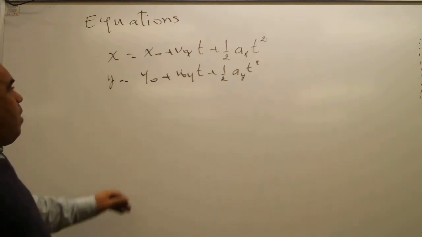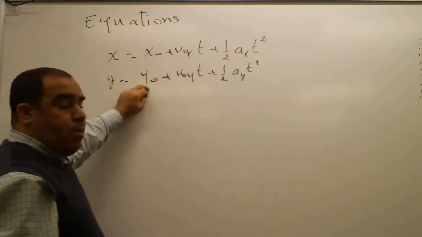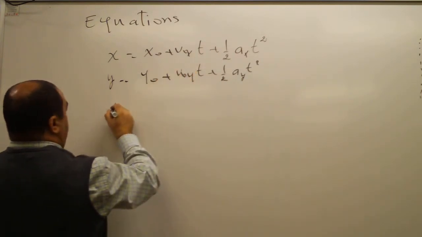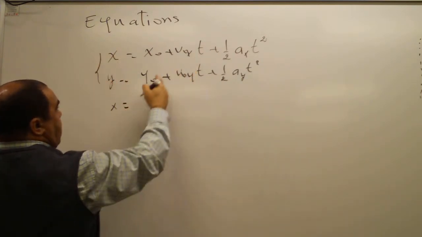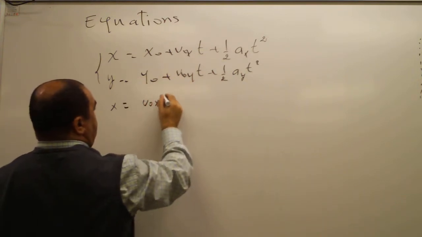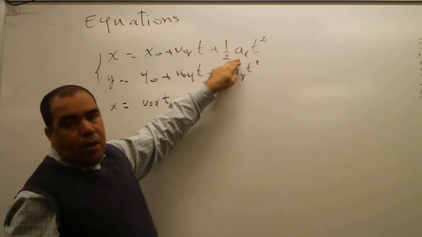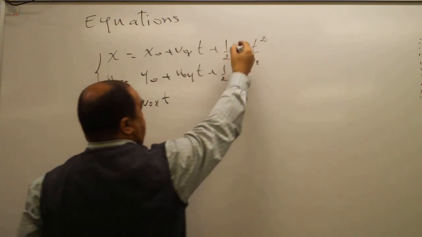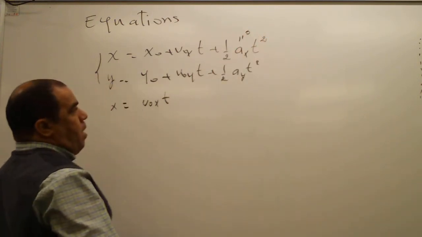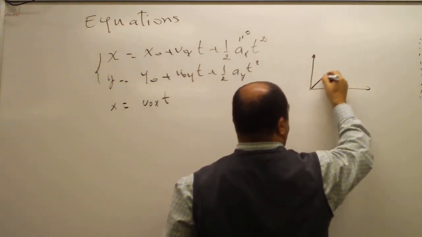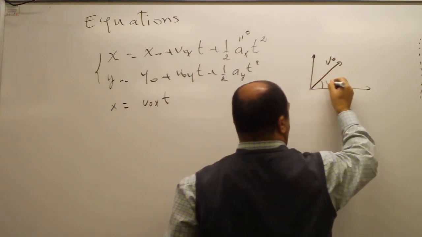Now, we can put x0 and y0 to 0. So I will have now x is just v0x t. Since there is no acceleration along the x-axis, this is just 0. Now, a projectile is always defined by initial conditions. That means v0 and theta.